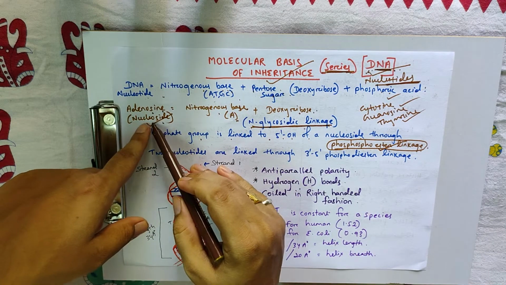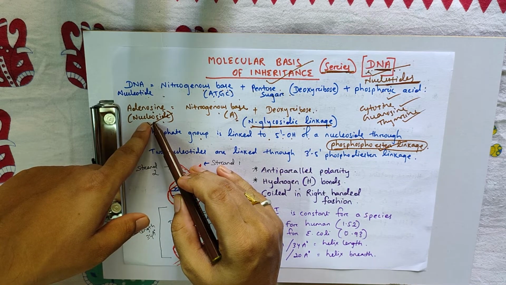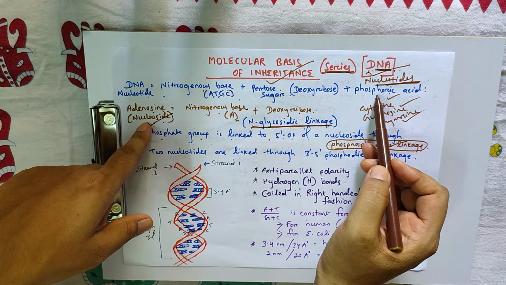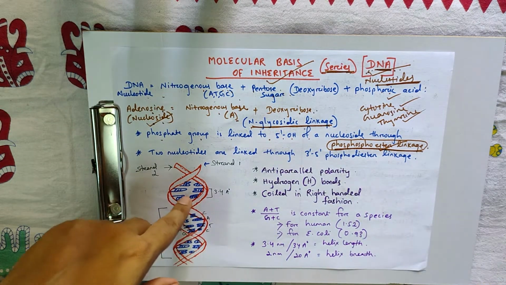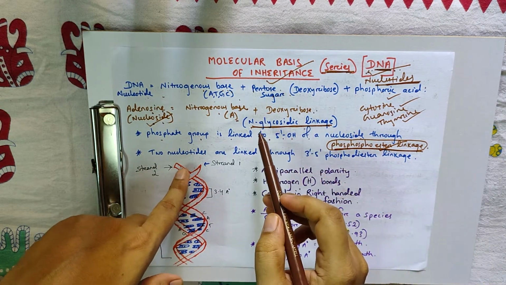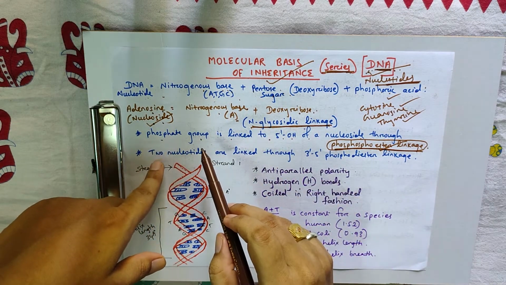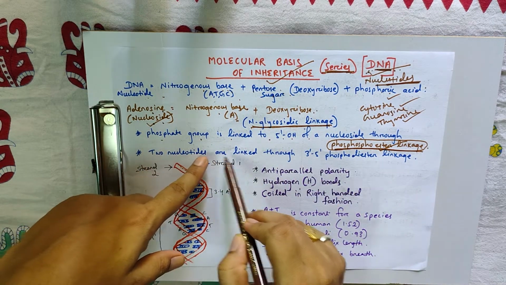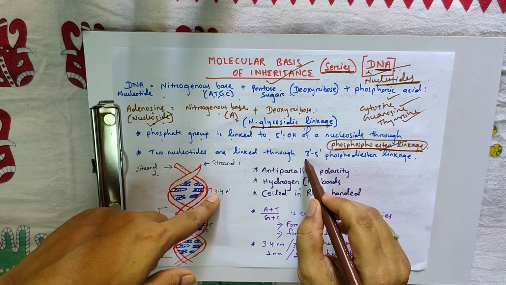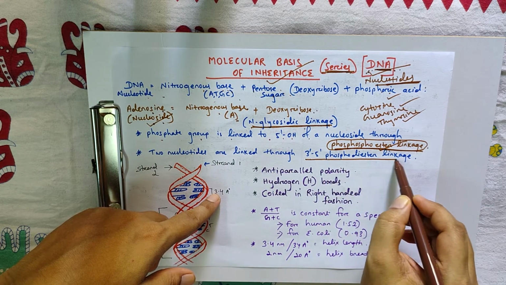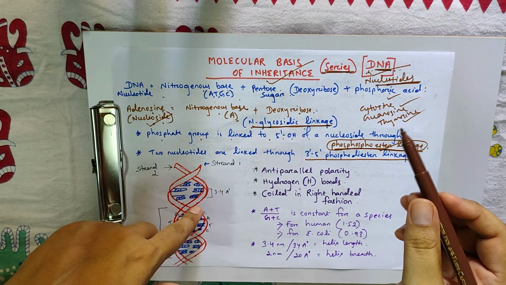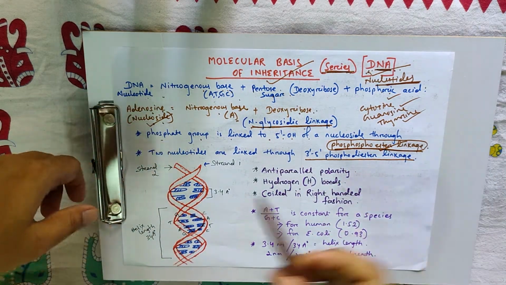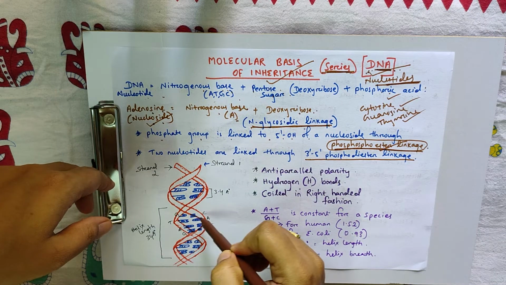After the formation of a nucleoside, it is bound with phosphoric acid by a phosphoester linkage and produces a nucleotide. Two nucleotides are linked through a 3'-5' phosphodiester linkage. In this way, the nucleic acid is developed. This is the structure of the DNA.